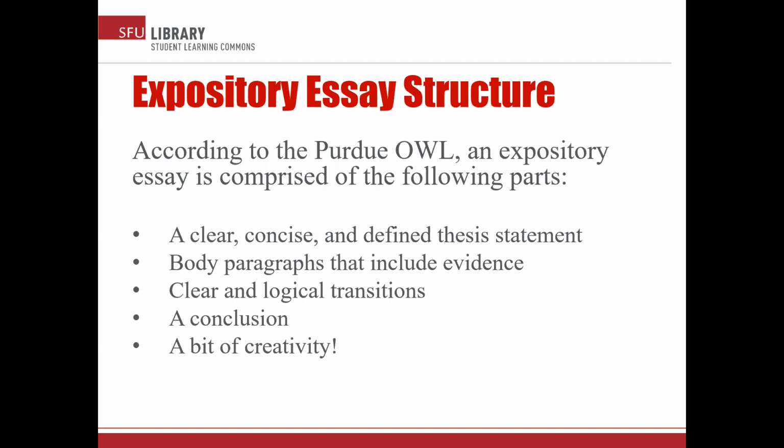When discussing the structure of an expository essay, it is easiest to first break it down into more digestible chunks. Purdue OWL explains that expository essays are comprised of the following 5 parts. First, a clear, concise, and defined thesis statement. Second, body paragraphs that include evidence. Third, clear and logical transitions. Fourth, a conclusion. And finally, fifth, a little bit of creativity.